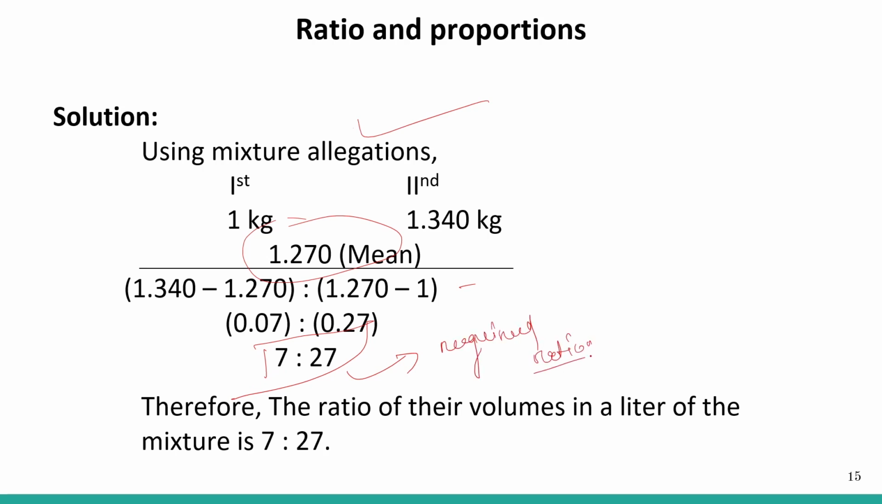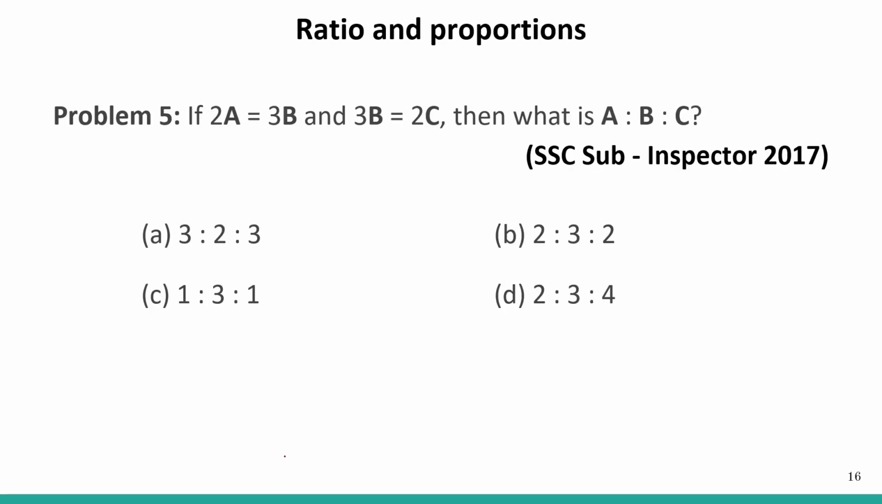Okay. So this will be the required ratio. So therefore the ratio of their volumes in a liter of mixture is 7 is to 27. Let's go forward to the next question, that is problem number 5.